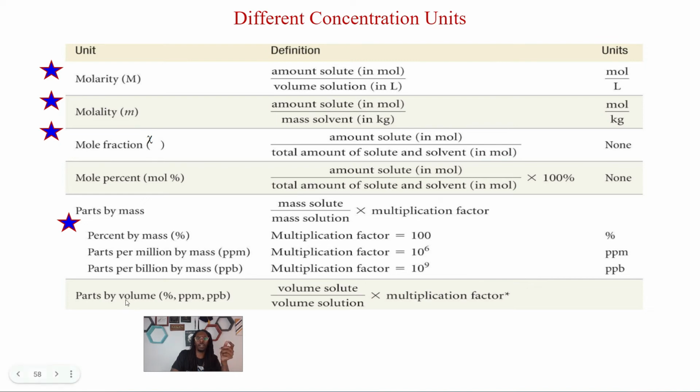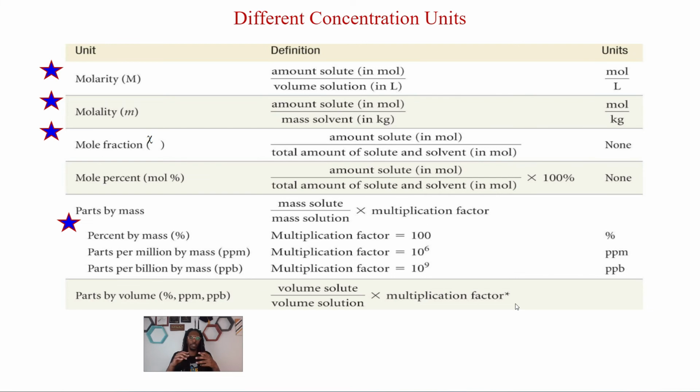And then we also have parts by volume. The main difference with this one is that it's just in volume. So instead of taking the mass of your solute and solution, you're just taking the volume of your solute and the volume of your solution, and then multiplying by that factor.